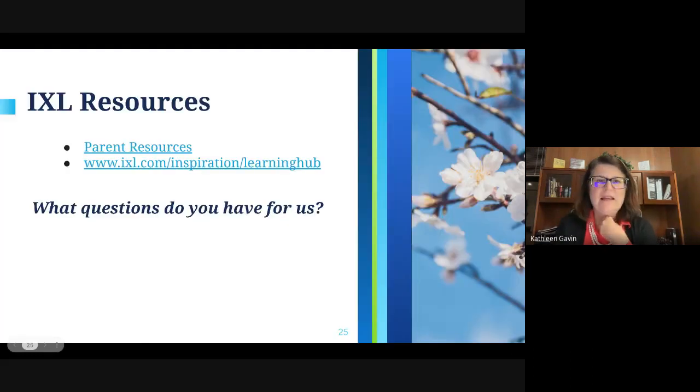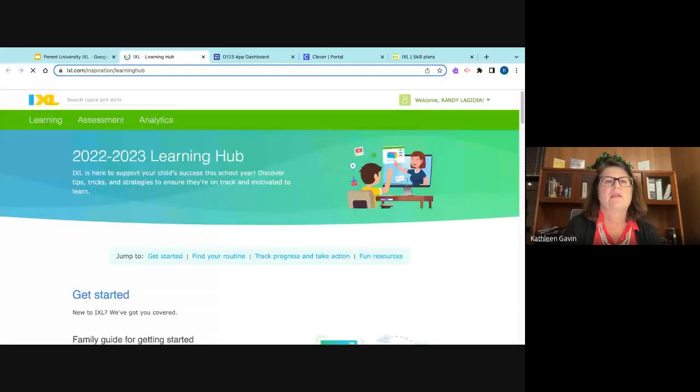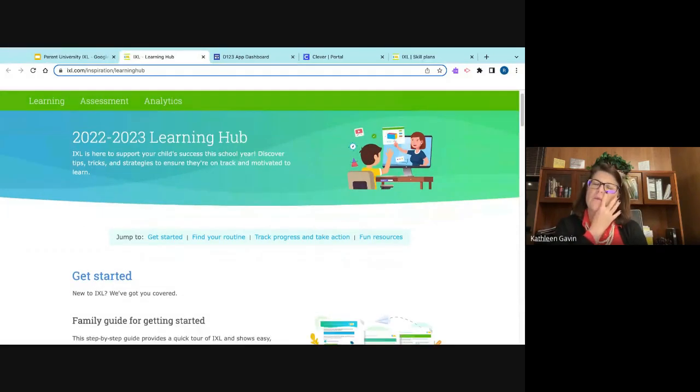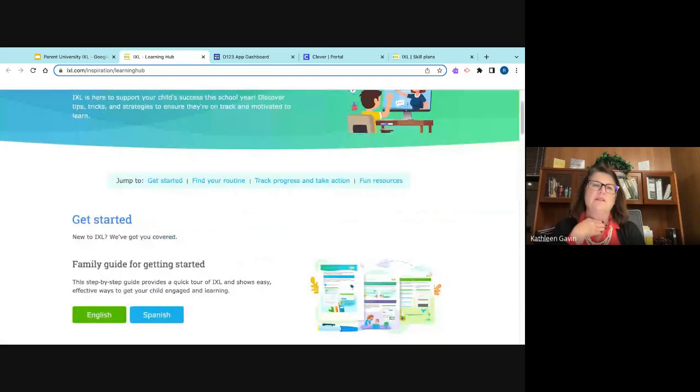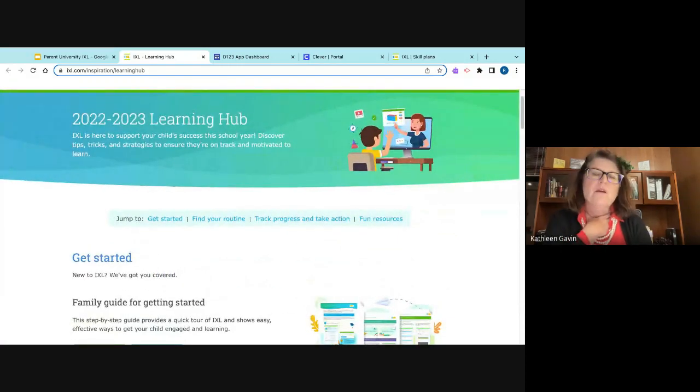And then finally, we've linked on this slide just some resources that would be available for you to explore. And then if you go to IXL.com/inspiration/learning hub, and Margaret's going to go there for us. This is a great tool. It's kind of like one-stop shopping for at home.